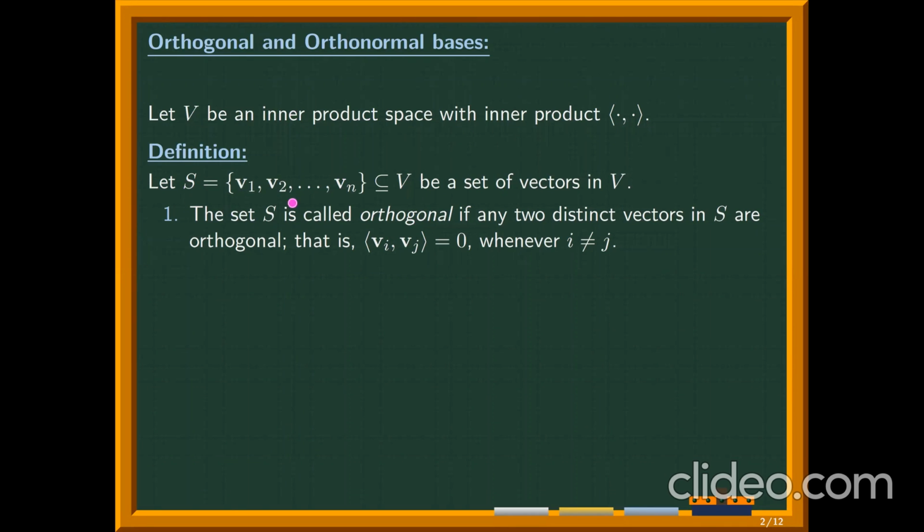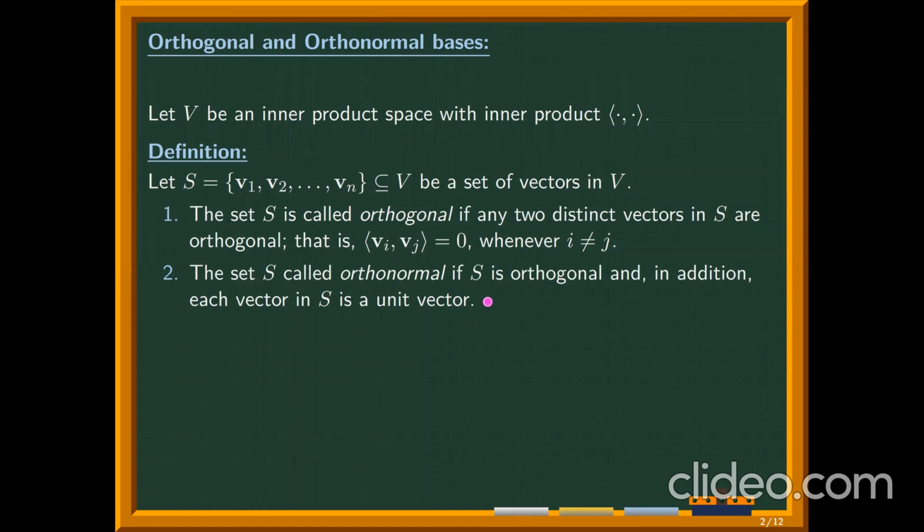So given a set S of vectors in V, say with elements v1, v2, up to vn, we will call S an orthogonal set if any two distinct vectors in S are orthogonal. In other words, the inner product of vi and vj is 0 whenever i and j are distinct. If S is orthogonal, and in addition, each vector in S is a unit vector, we will call S an orthonormal set.